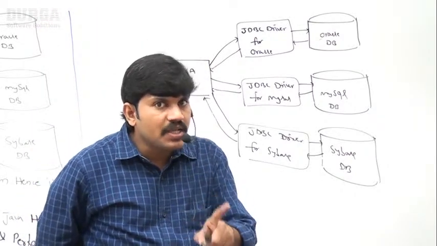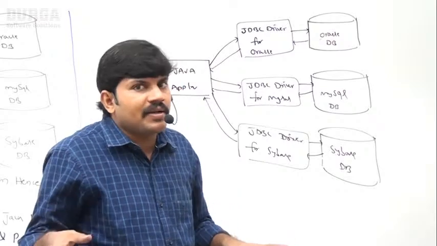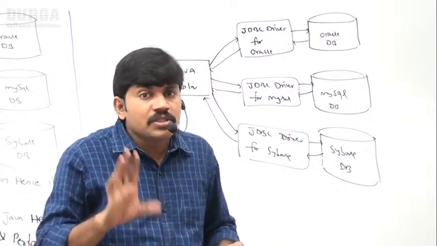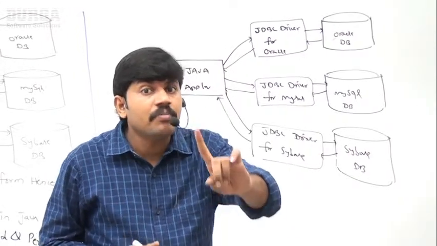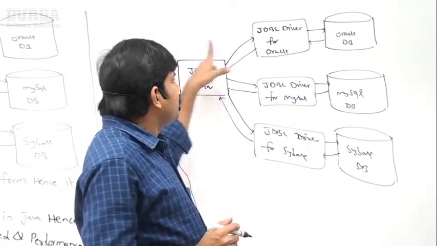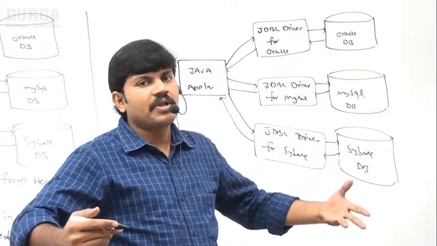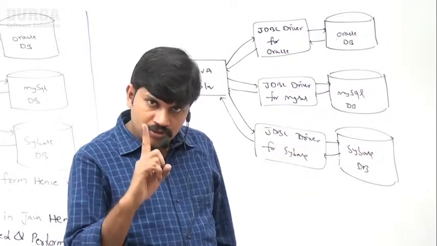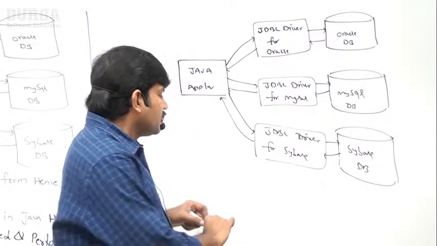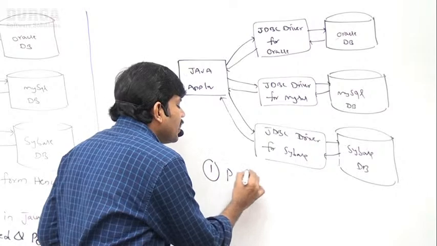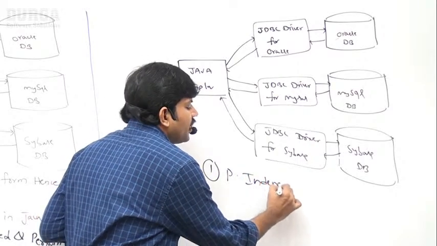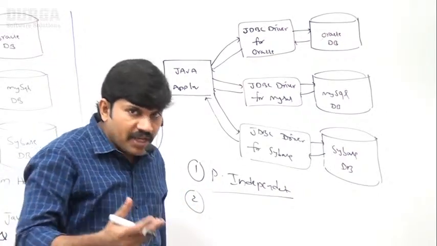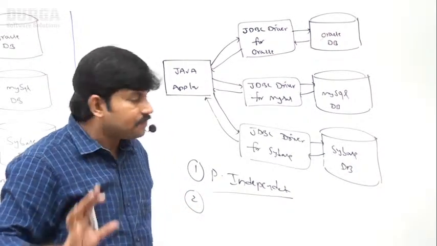ODBC is a platform dependent technology applicable only for Windows machines, but JDBC is a platform independent technology. So Java's property of platform independence is still maintained if I use JDBC. That is advantage number 1: it stays platform independent, and we need not worry about losing platform independence.